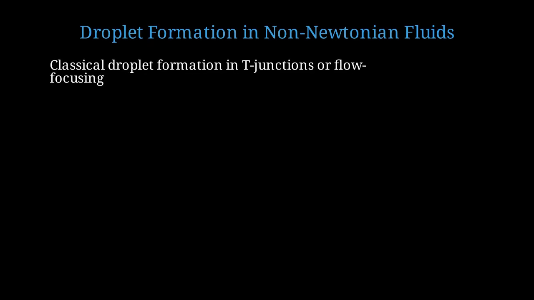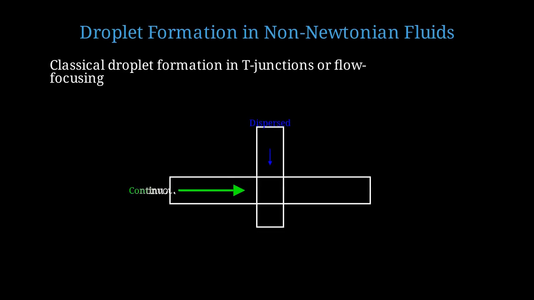Now let's see how these rheological properties change droplet formation. This is crucial for microfluidic applications. In typical microfluidic devices, droplets form at T-junctions or flow-focusing geometries. A dispersed phase breaks up into droplets in a continuous phase. Here's a T-junction. The dispersed phase flows down, the continuous phase flows from the left, and droplets pinch off and flow to the right.